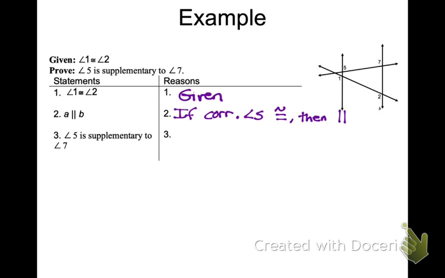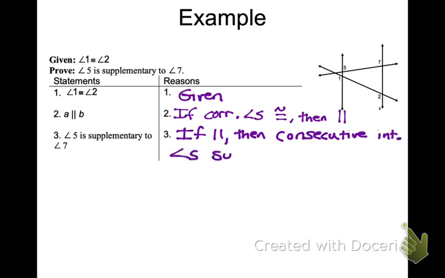There's no A and B up there. Oh yeah, there it is. I just wrote over the A. So now if I know that A and B are parallel to each other, why do I then know that 5 and 7 are supplementary? Good. So as an if-then, so if parallel, then consecutive interior angles supplementary. Okay.